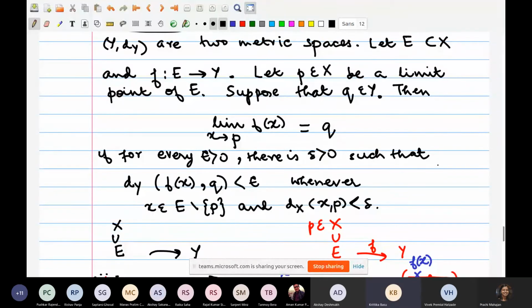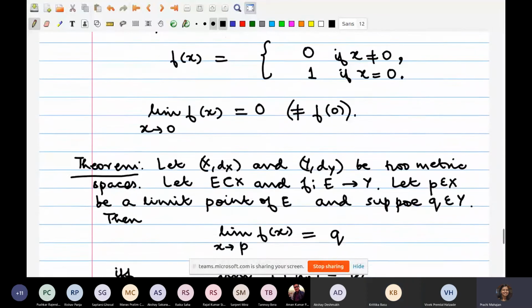Ma'am, for all epsilon greater than 0, ma'am, there exists epsilon greater than 0 such that for all delta greater than 0, d of f(x), q greater than epsilon whenever x belongs to. Whenever, correct. Whenever, yeah, you are absolutely right. Yeah, so let me just put that down here, right? Thank you so much.